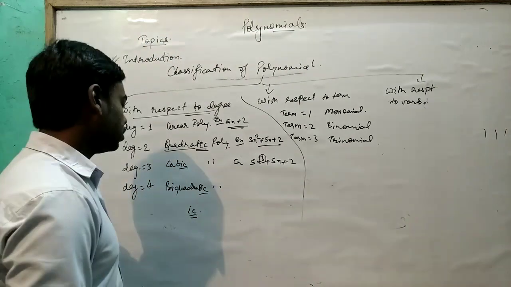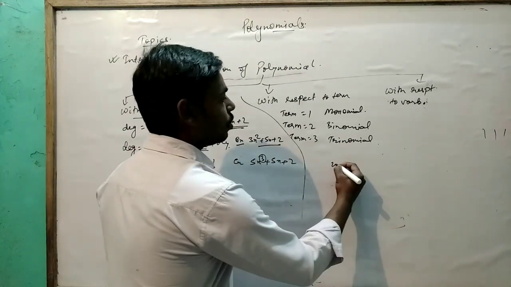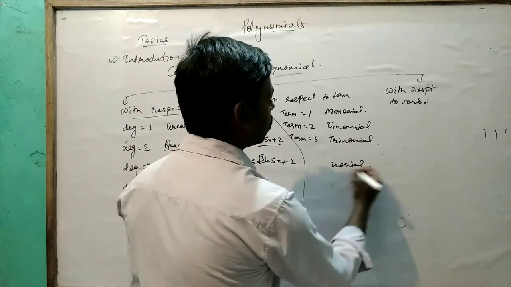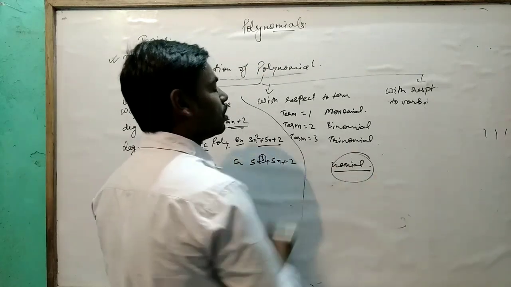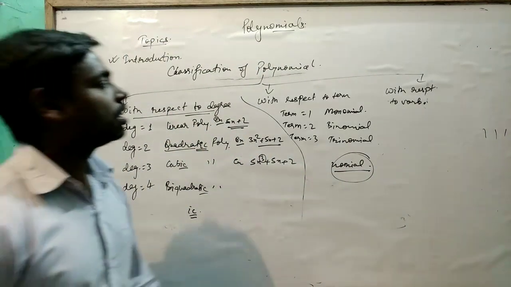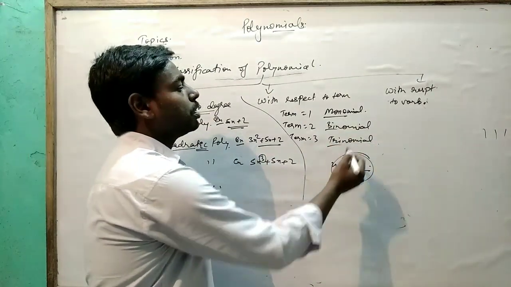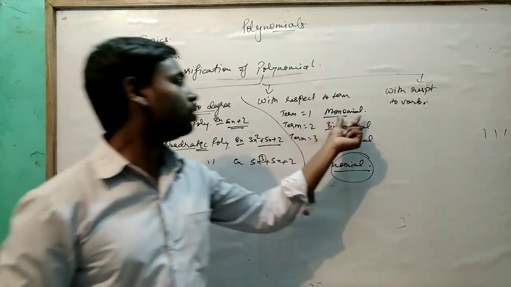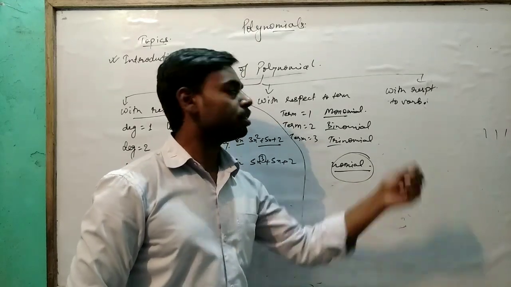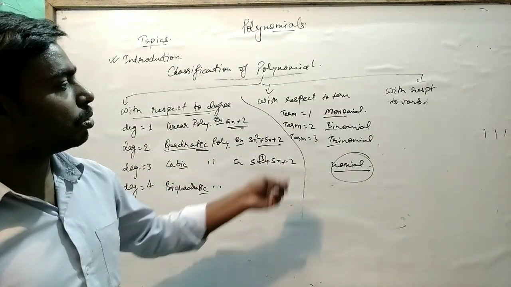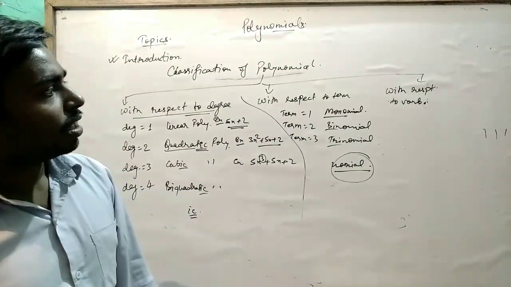In this also we can see 'nomial' as a suffix. Mono means 1, bi means 2, tri means 3, and 'nomial' can be used as a suffix. So we can write it like this.